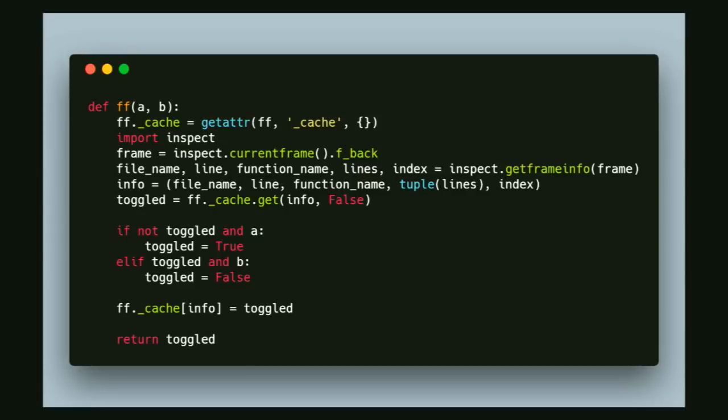Similar to how the other one works, it uses inspect on the current frame and gets the back, but this time it also gets the frame info on it, like the file name, the line, the function name, the index, and some other stuff. It uses a cache, and then it stores the cache of that calling thing and stores the toggled value, and then uses the values on A or B, which allows you to get the flip-flop operator in Python, just calling FF on two expressions. You're welcome.